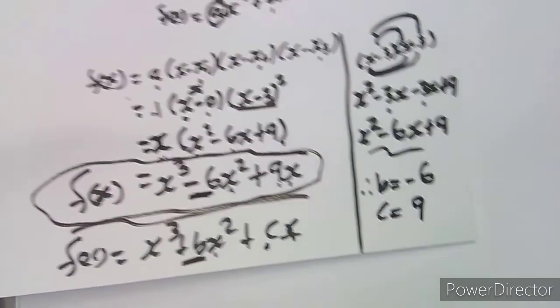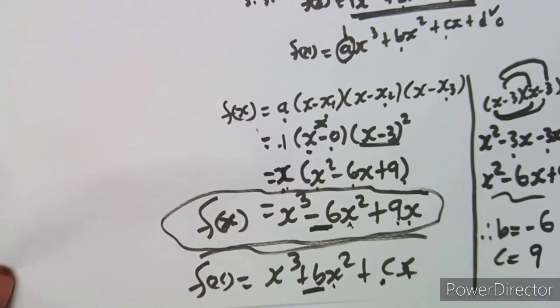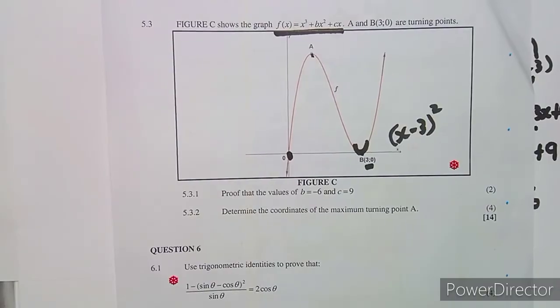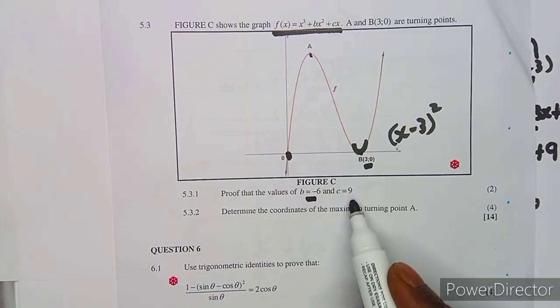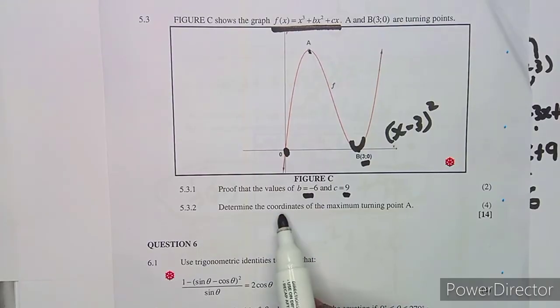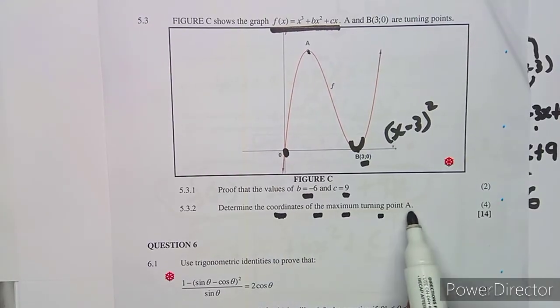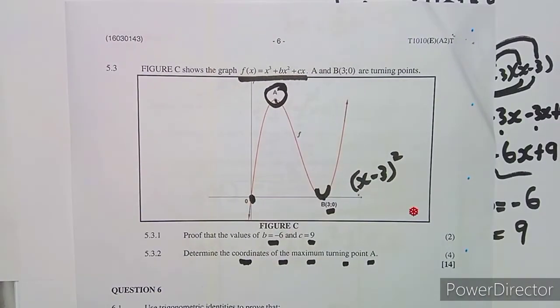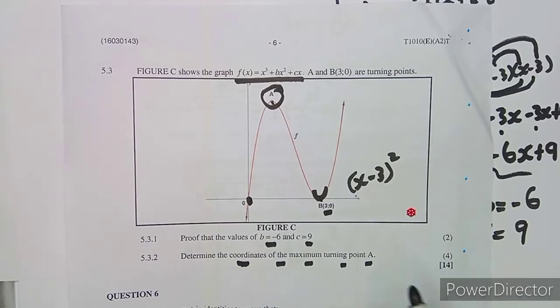It can give us a lot. So as we can see, that is what we were being asked to prove or to show, because the question was for us to prove that b is minus 6 and c is 9. Then determine the coordinates of the maximum turning point a, which is this one. So we know that we are given the two turning points b and a, and as we can see, b is the minimum turning point and a is the maximum turning point.